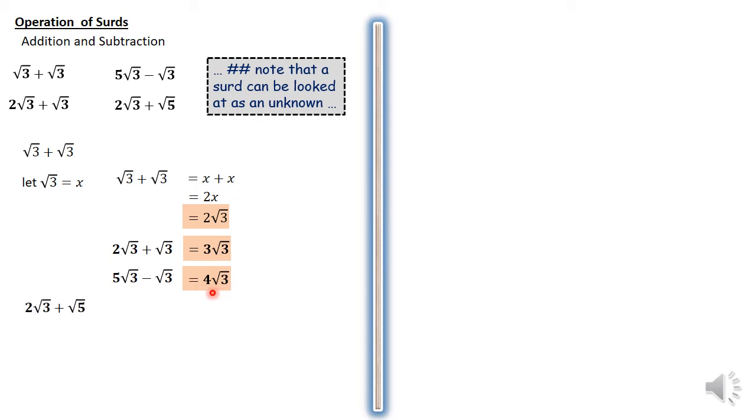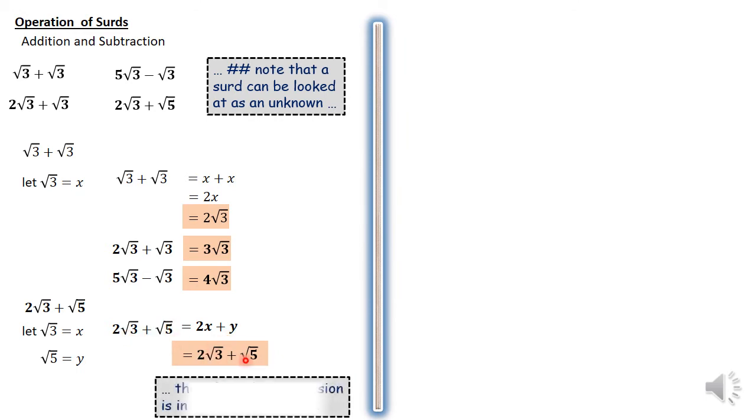What about the last question, which is a little different? We have 2 root 3 plus root 5. If we let root 3 be x and root 5 be y, therefore we're talking about 2 root 3 plus root 5 being 2x plus y. And you see, 2x plus y, since we don't know what x and y are, that expression is the best way it can be. And that means this remains as it is. And I need to conclude that by saying the expression, this one here, is in its simplest form.